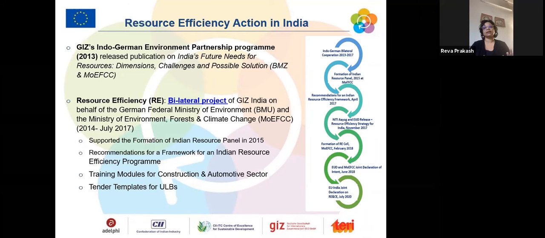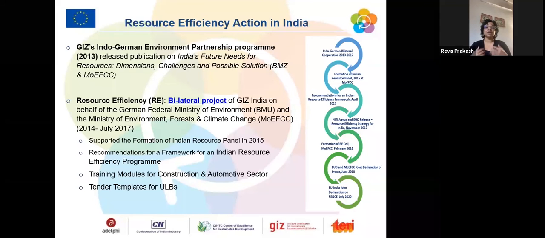From that thinking, a full-fledged bilateral project came into being, which started in 2014 and ended in 2017. One of the key things that bilateral project did was support the formation of an Indian resource panel. In 2015, the Indian resource panel was the first of its kind panel domestically anywhere, and it had 10 experts from various stakeholder groups, including government, civil society, industry, and think tanks. These experts prepared recommendations for a framework for an Indian resource efficiency program. They also gave a 10-point set of recommendations on what could be done.